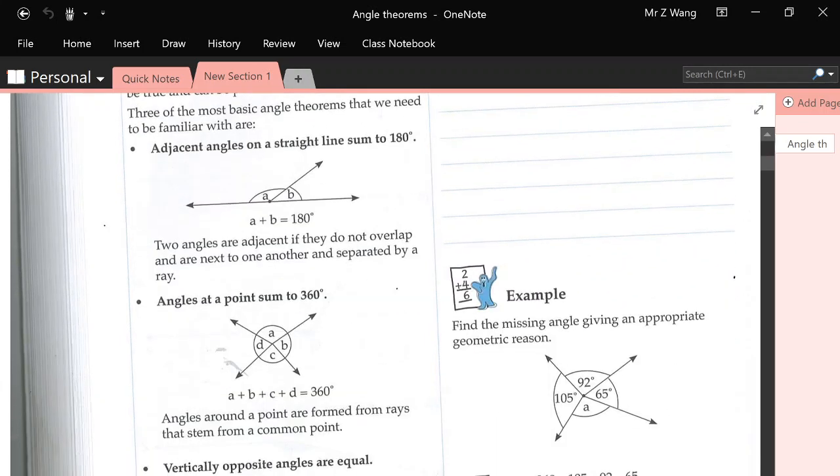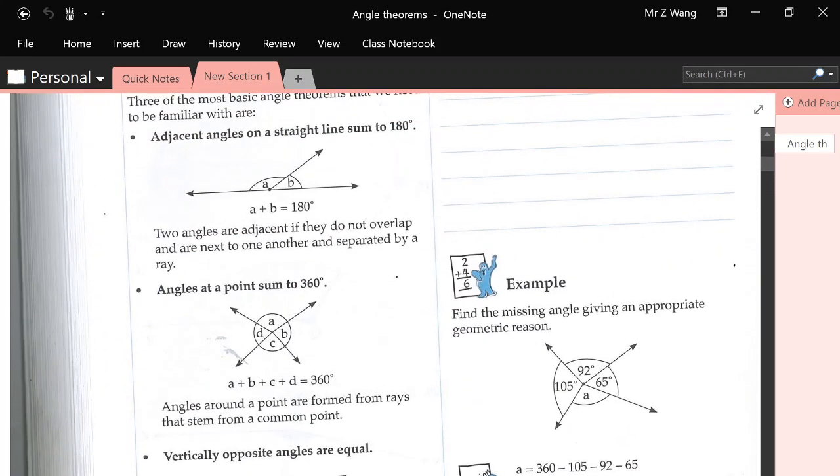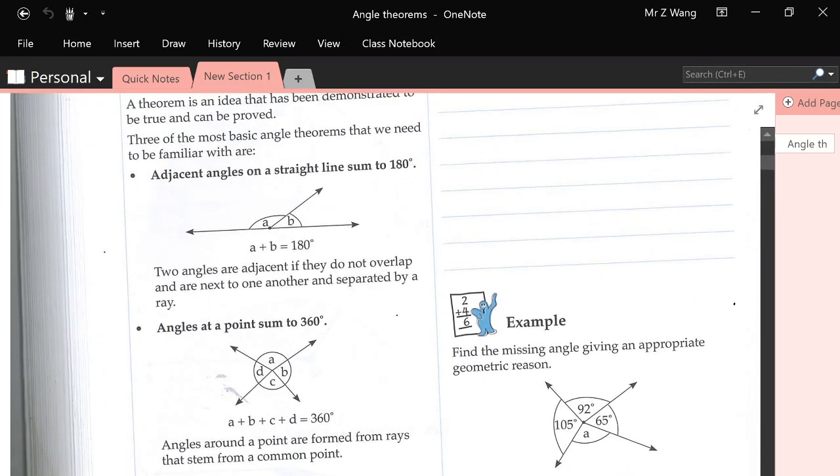Remember, this test is a closed book. You need to remember these by heart. First one is adjacent angles on a straight line sum to 180. Right, so this is a straight line, and two angles are sharing this 180. That means they must add up to 180, right? The word adjacent just means they are next to each other on a straight line, if they don't overlap, and next to one another, separated by a ray. A ray is just a line.